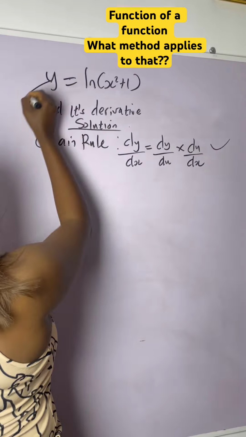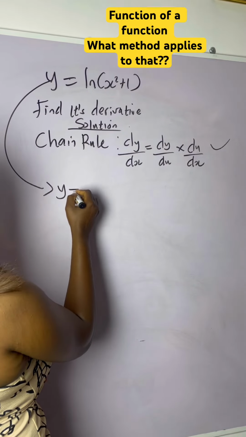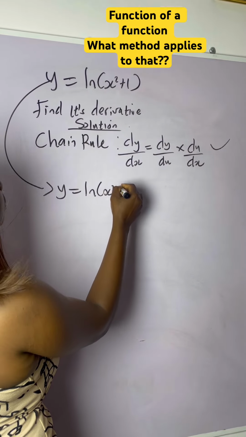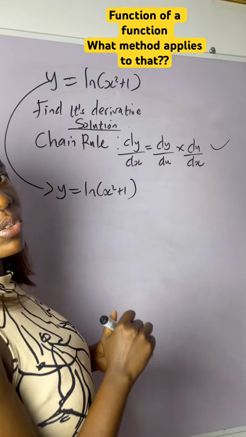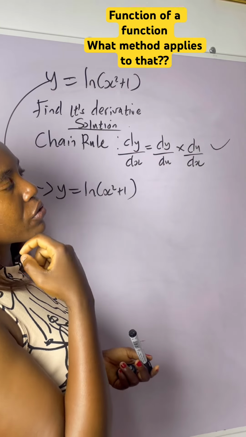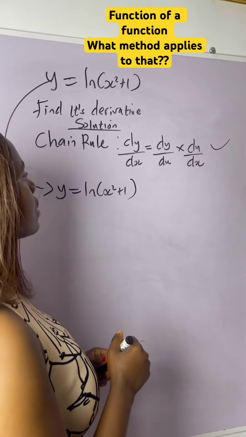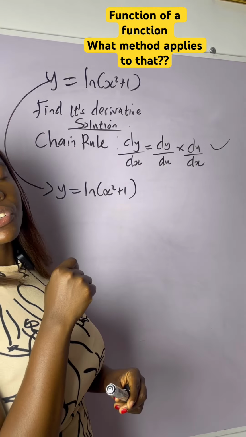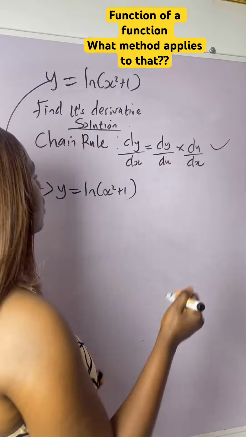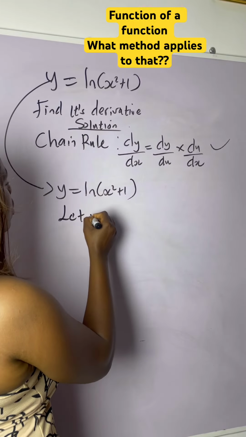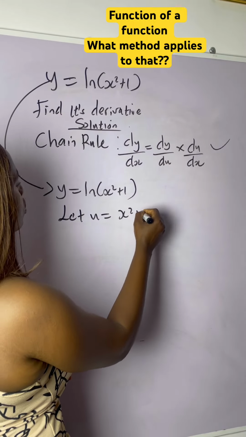So let's have this equation: y is equal to ln of (x squared plus 1). I always tell you guys, the choice of u is very, very important. When you have an algebraic term come first, the choice of u will be that algebraic term. So I'll simply say let u be x squared plus 1.